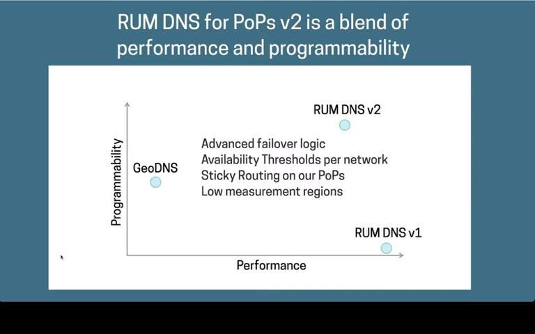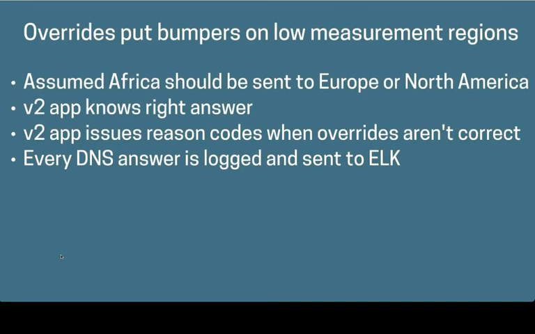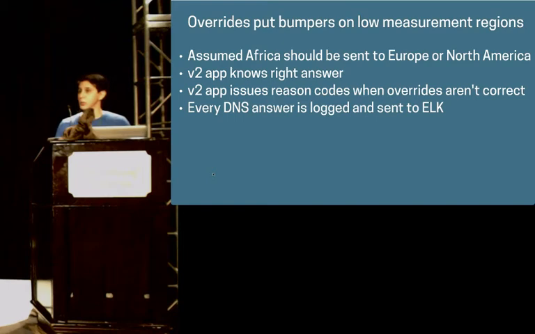And one of the things we accounted for was Africa. Africa doesn't generate a lot of measurements, so we put these overrides, thinking we knew what we were doing. We said Africa should only go to Europe or North America. It turns out that we log all our queries, and so if you do a dig, we'll have a log of it, and we can actually see where we routed people. But the platform always knows the right answer, and so it turns out that we put in an incorrect override. For Kenya, the right answer was not to go to Europe or North America.